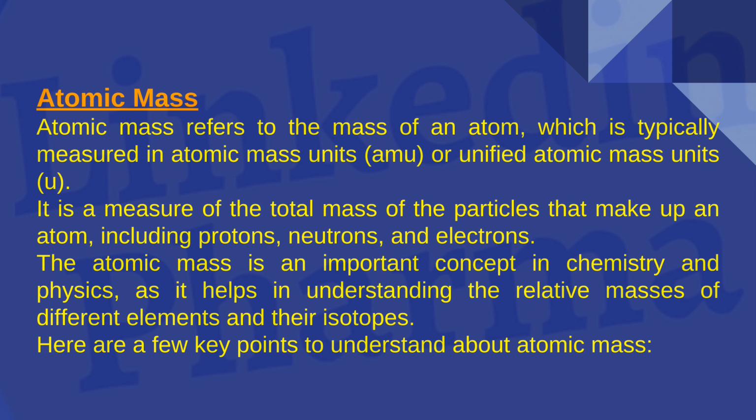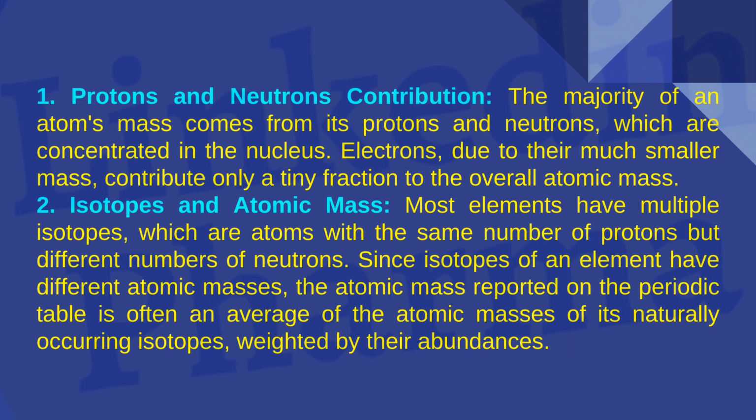Here are a few key points to understand about atomic mass. 1. Protons and neutrons contribution. The majority of an atom's mass comes from its protons and neutrons, which are concentrated in the nucleus. Electrons, due to their much smaller mass, contribute only a tiny fraction to the overall atomic mass. 2. Isotopes and atomic mass. Most elements have multiple isotopes, which are atoms with the same number of protons but different numbers of neutrons. Since isotopes of an element have different atomic masses, the atomic mass reported on the periodic table is often an average of the atomic masses of its naturally occurring isotopes, weighted by their abundances.